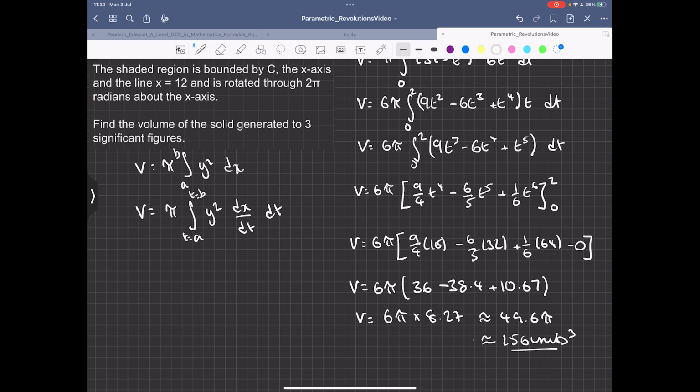Okay, so I hope that's given you an idea about how to find the volume of revolution for parametrically defined curves.